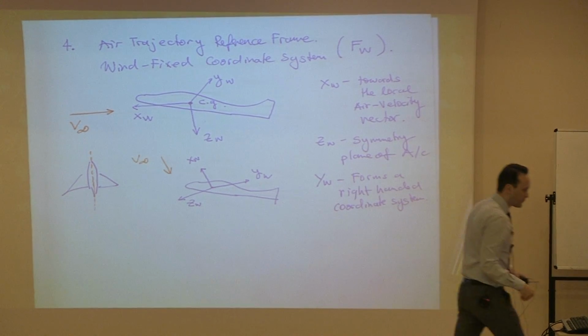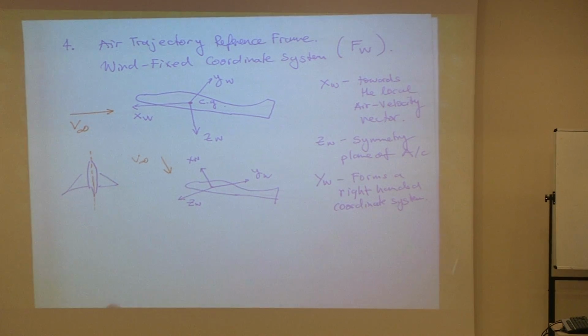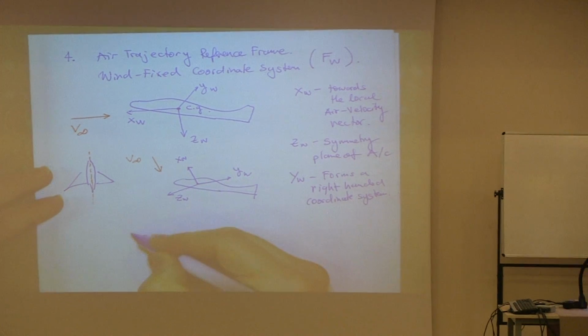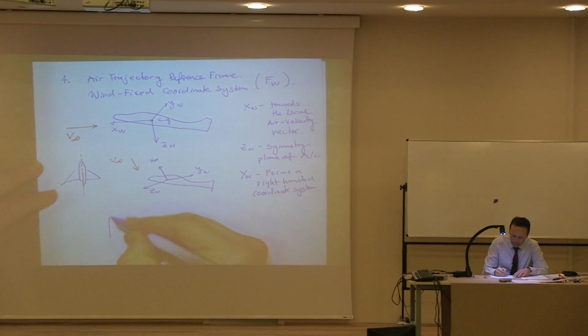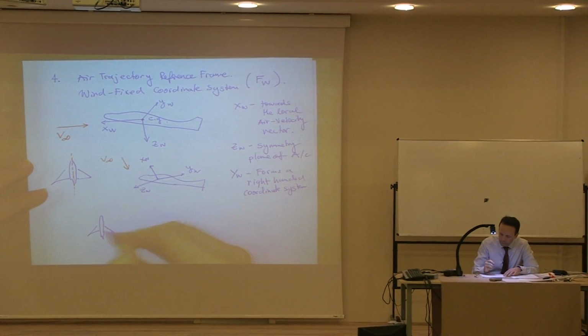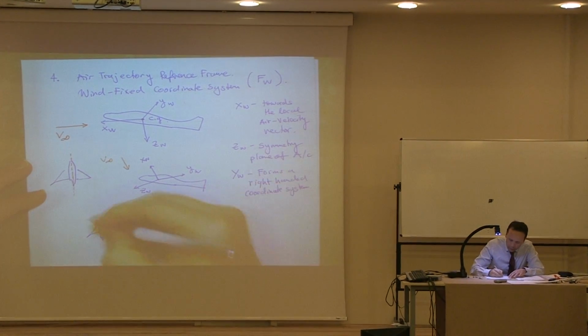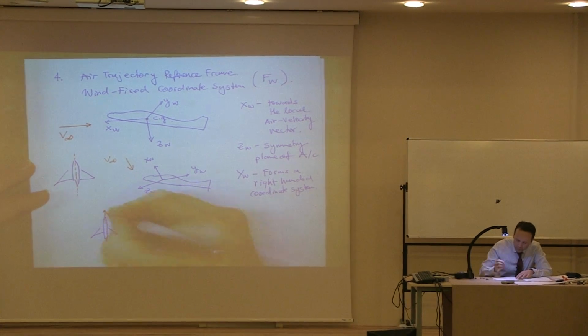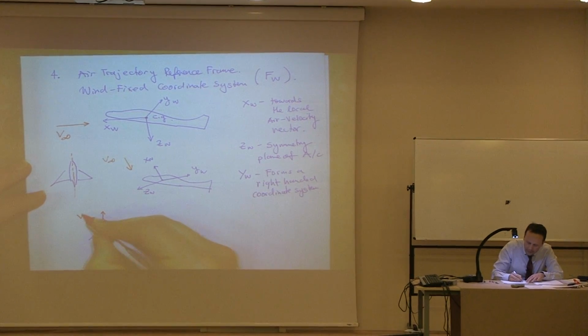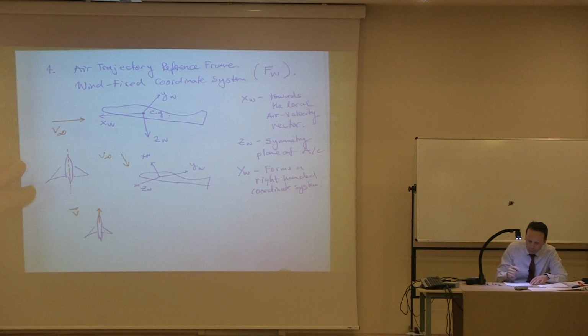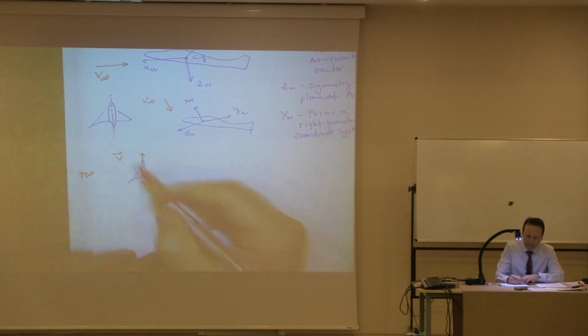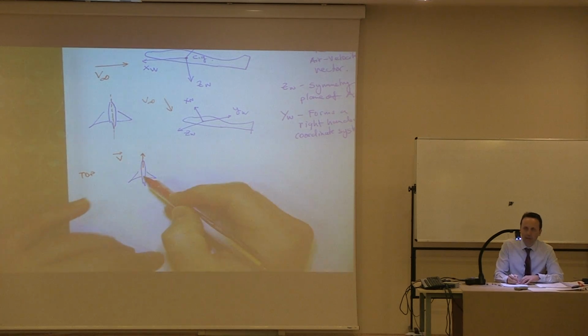Right? Let me plot this for you. For instance, let's say I have an airplane that is flying with a certain velocity, I don't know, V. And we are looking now from the top. We are looking at this picture from the top. Okay? And let's say this is the velocity of the airplane.